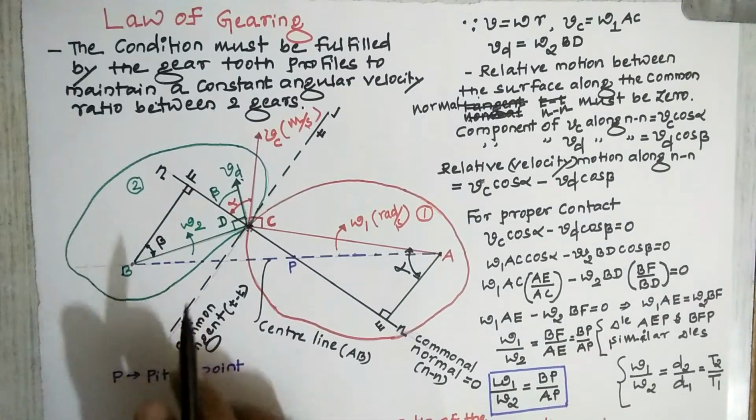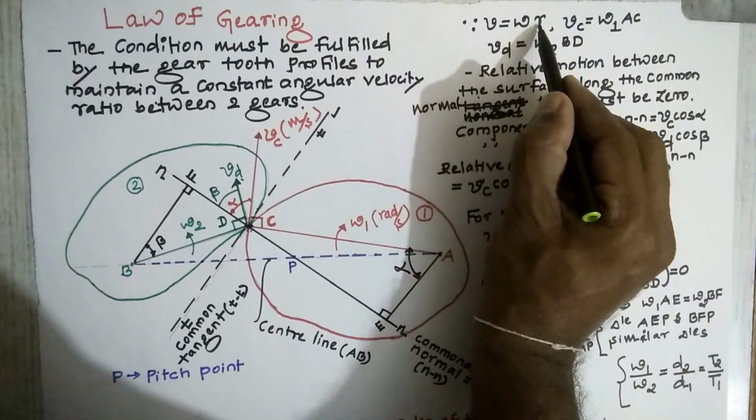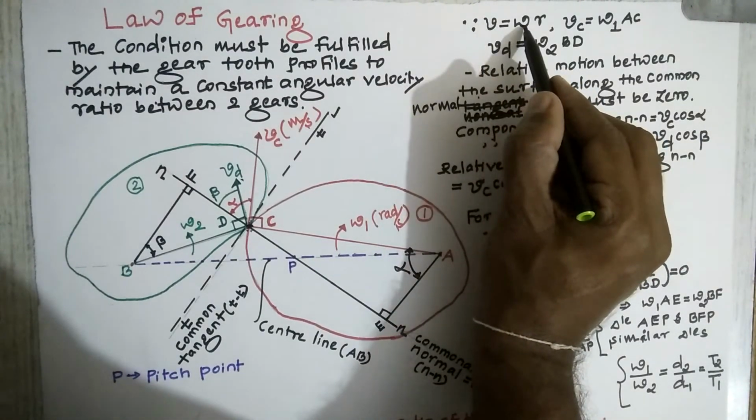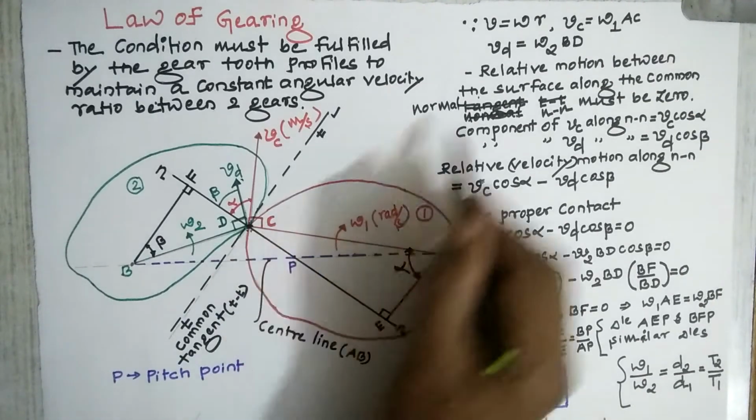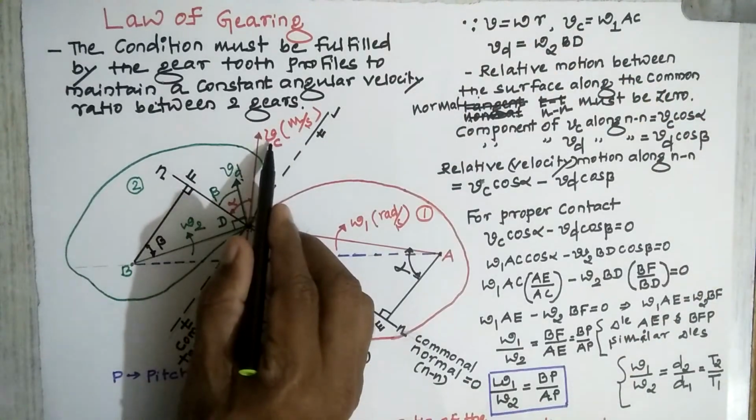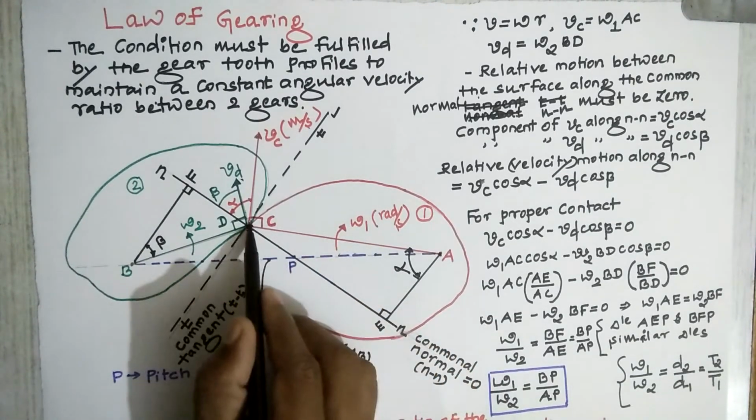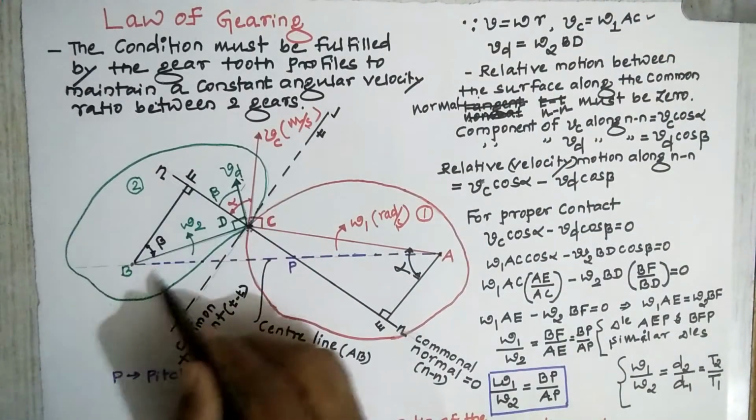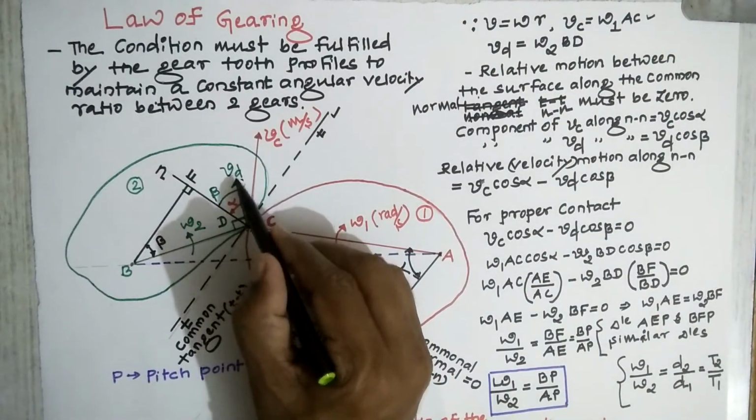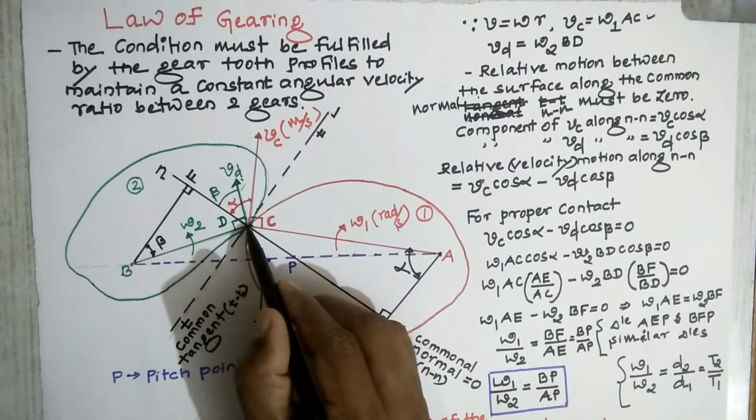Now look at the general formula: V equals omega into R. V is the linear velocity, omega is the angular velocity, R is the radius. Looking at this figure, the linear velocity VC comes as angular velocity omega 1 times distance AC. I hope you got it. Similarly for body 2, VD equals angular velocity omega 2 times BD.